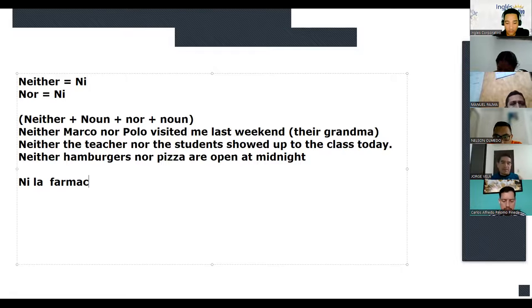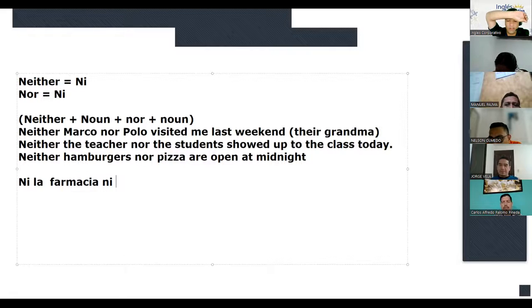Neither Lakers nor Bulls. I prefer Knicks. I think that goes in the next example. Eso va en el siguiente ejemplo porque estás hablando de un verbo, de algo que te gusta o no te gusta, lo vamos a hacer.